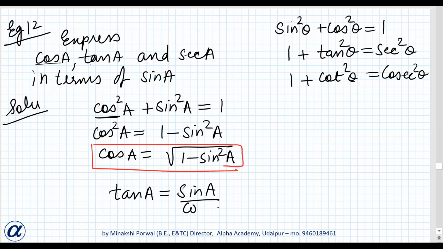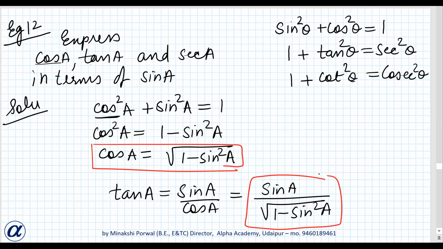I want tan in terms of sin. So this is already sin. The numerator is already sin, so I don't have to change it. Cos A, I have to write in terms of sin. So instead of cos A, I'll write this. So it will be sin A upon under root of 1 minus sin square A. This is actually tan in terms of sin.